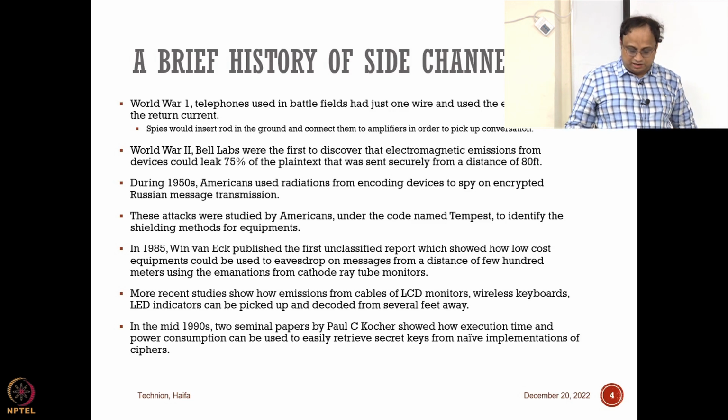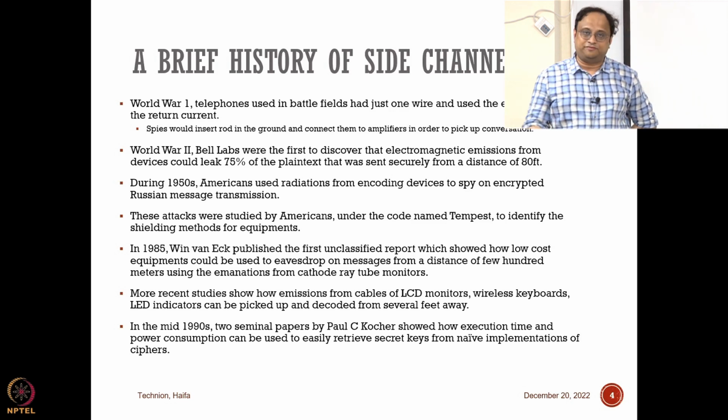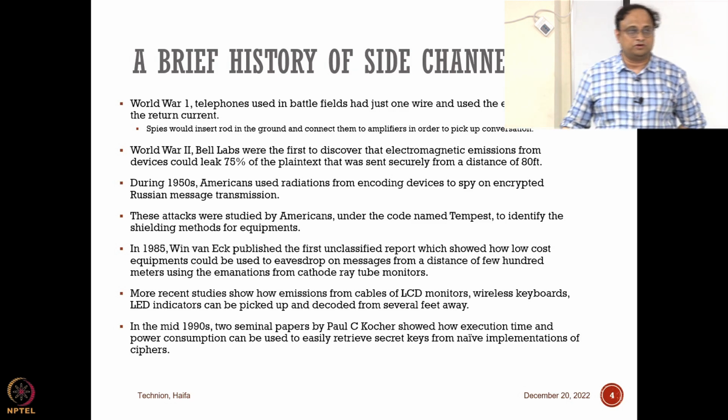Likewise, there are several interesting examples, and I will leave this slide at your disposal. You can have a look at these.